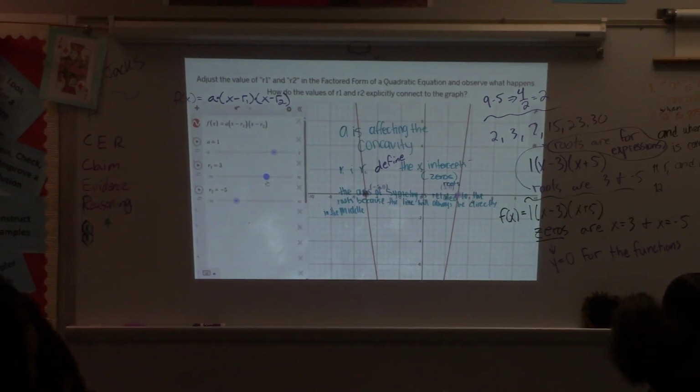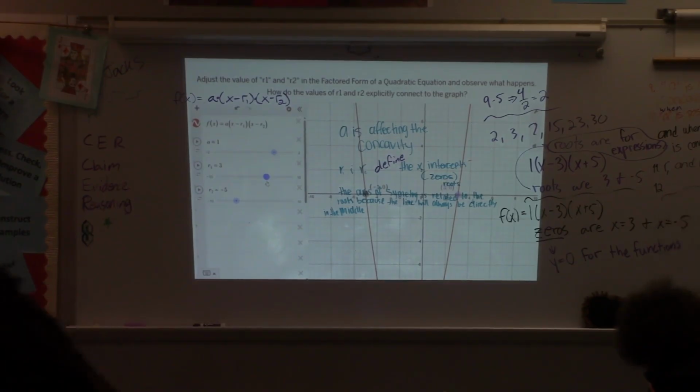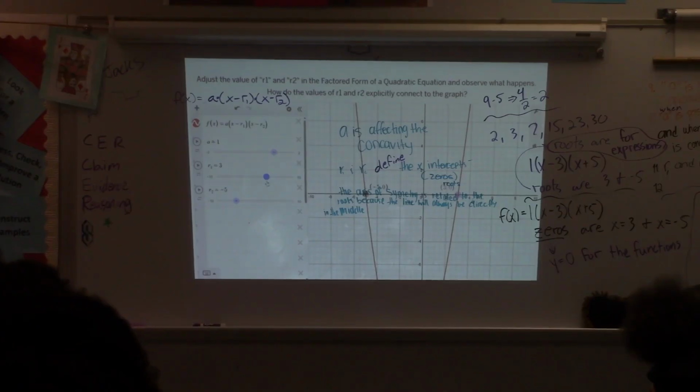All right, so roots are for the expressions, zeros are for the functions. Please do note they are the same values though, right? And so why in the world do you think our factored form is a times x minus r1 and x minus r2? Where in the world are r1 and r2 coming from? The roots. R literally stands for roots.